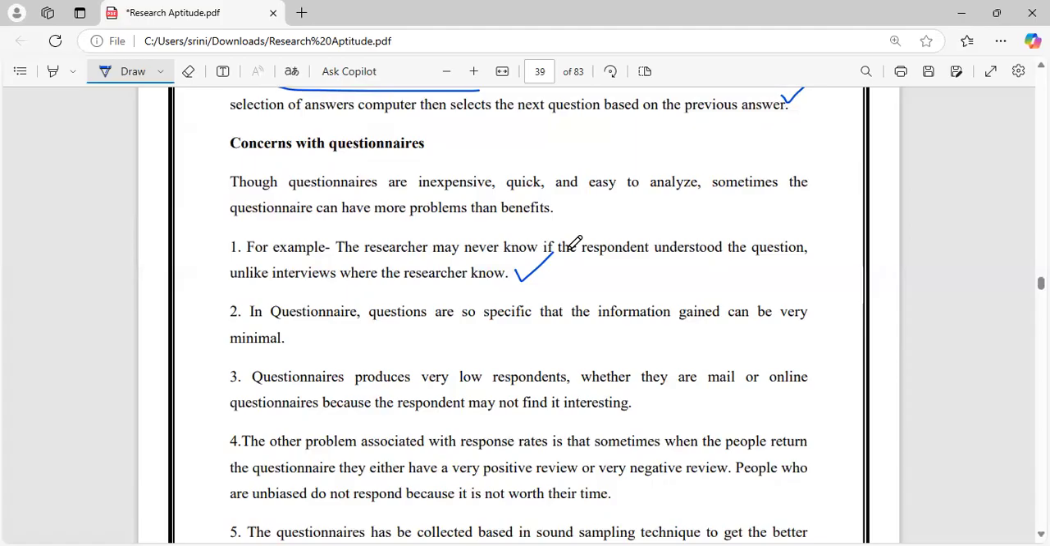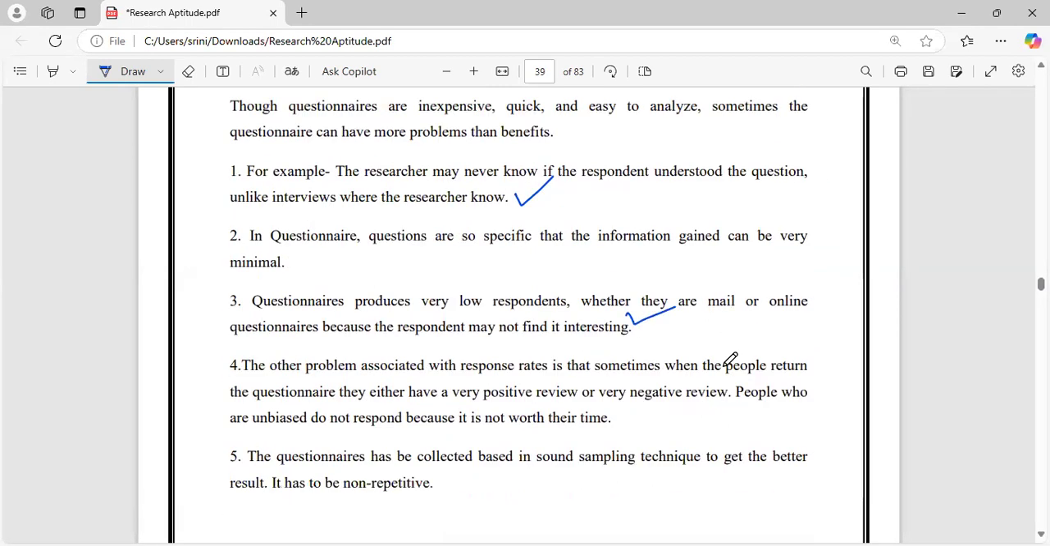Just like that, some people might find it difficult or not interesting. Here in questionnaires, questions are so specific that the information gained can be very minimal. Questionnaires produce very low response rates, whether they are mail or online questionnaires, because the respondent may not find it interesting. Also, population we will discuss later.